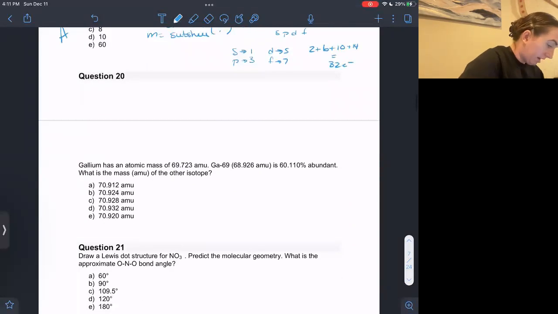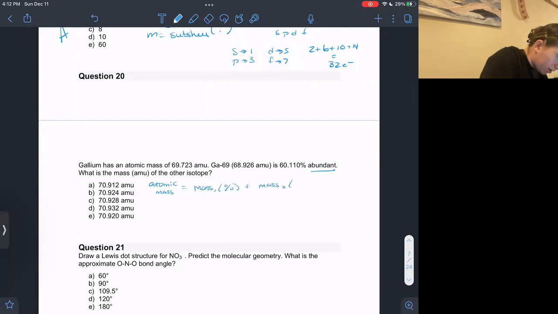All right, so for question 2, I have gallium with an atomic mass of 69.723 AMU, and then we have a percent abundance, and what's the mass of the other isotope? This one immediately jumps out as a percent abundance question to me because of the word abundant. So I know that my atomic mass will be equal to the mass 1 times percent plus the mass 2 times percent in simpler form. And I know that my percents have to be equal to 100.